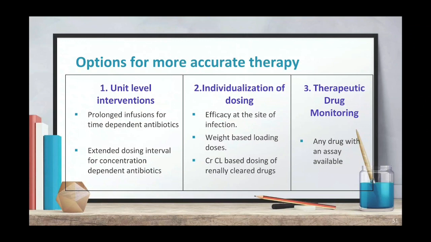So here are some interventions. First one, the unit level interventions, that is prolonged infusions for time-dependent antibiotics and extended dosing intervals for concentration-dependent antibiotics. Second one is individualization of dosing: efficacy at the site of infection, weight-based loading doses and creatinine clearance-based dosing of renally cleared drugs. And the third and most important one is therapeutic drug monitoring, for any drug with an assay available.